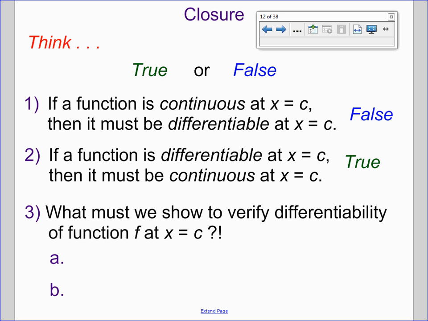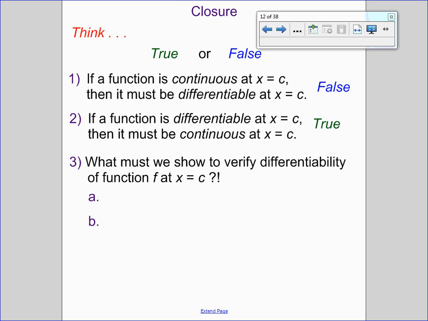What must we show to verify differentiability of a function at x equals c? Well, there's 2 requirements. So what do we have for that? Kobe? Continuous. Good. So we have to have continuity as our first requirement. Otherwise, we wouldn't know where to attach the tangent line, right? And the second requirement, Kobe? The slope has to be equal from the left side and the right side. Absolutely. The left-hand slope value or derivative value has to equal the right-hand slope value or derivative value.